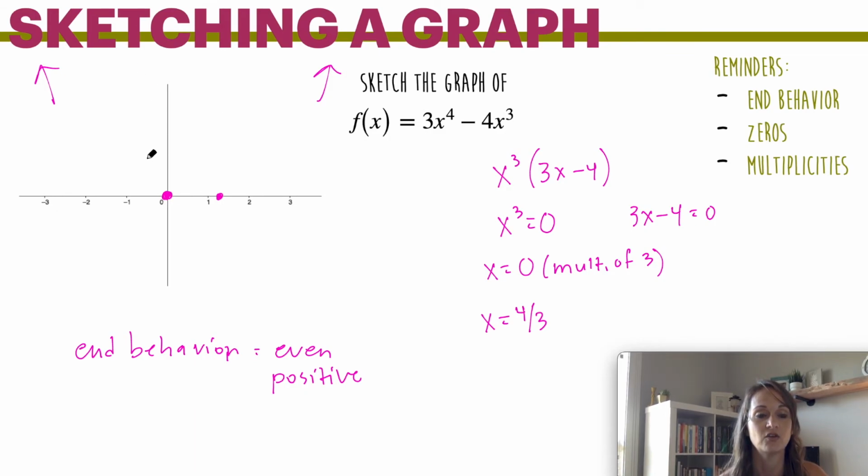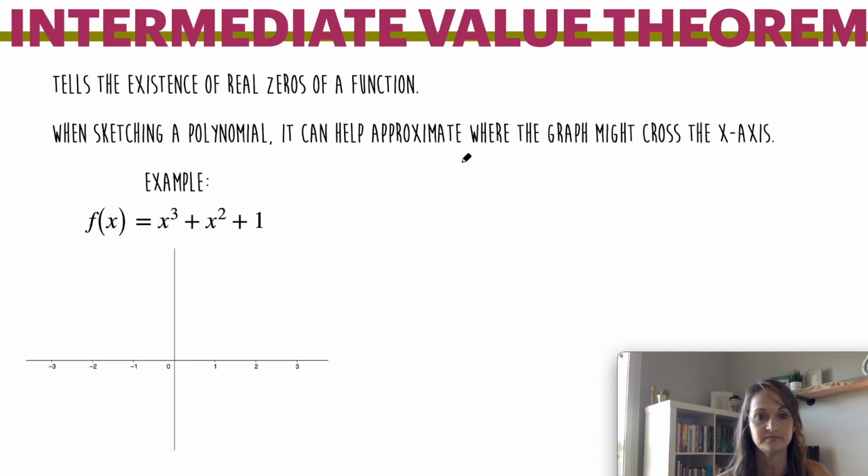But we also know that it crosses. So we know that at 0, there's a multiplicity of 3, so it's going to kind of cross at 0. It does not bounce because that is not an even multiplicity. And then it's going to go back through at 4/3. And it's going to go back up from there. And so that is how we can sketch this graph based off of the end behavior and its zeros.